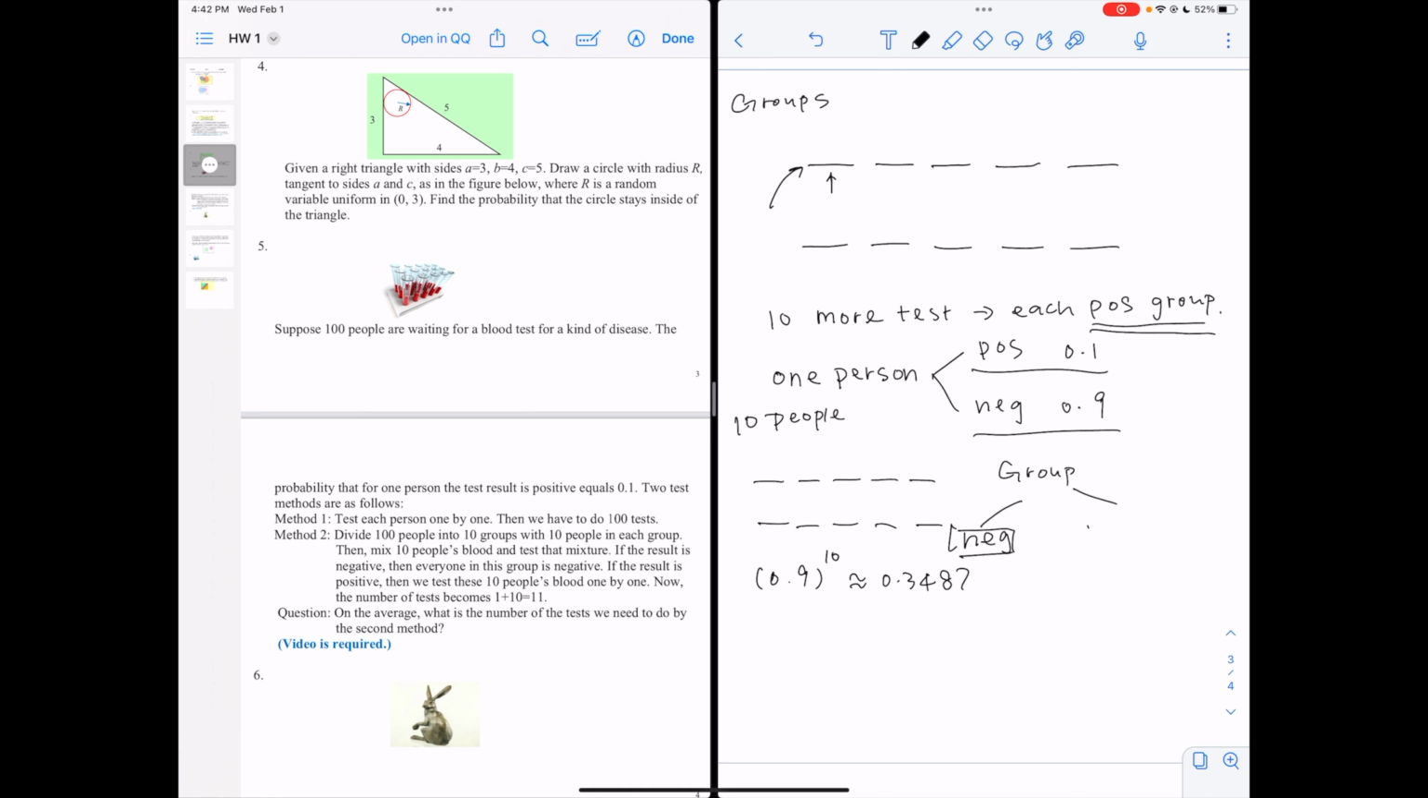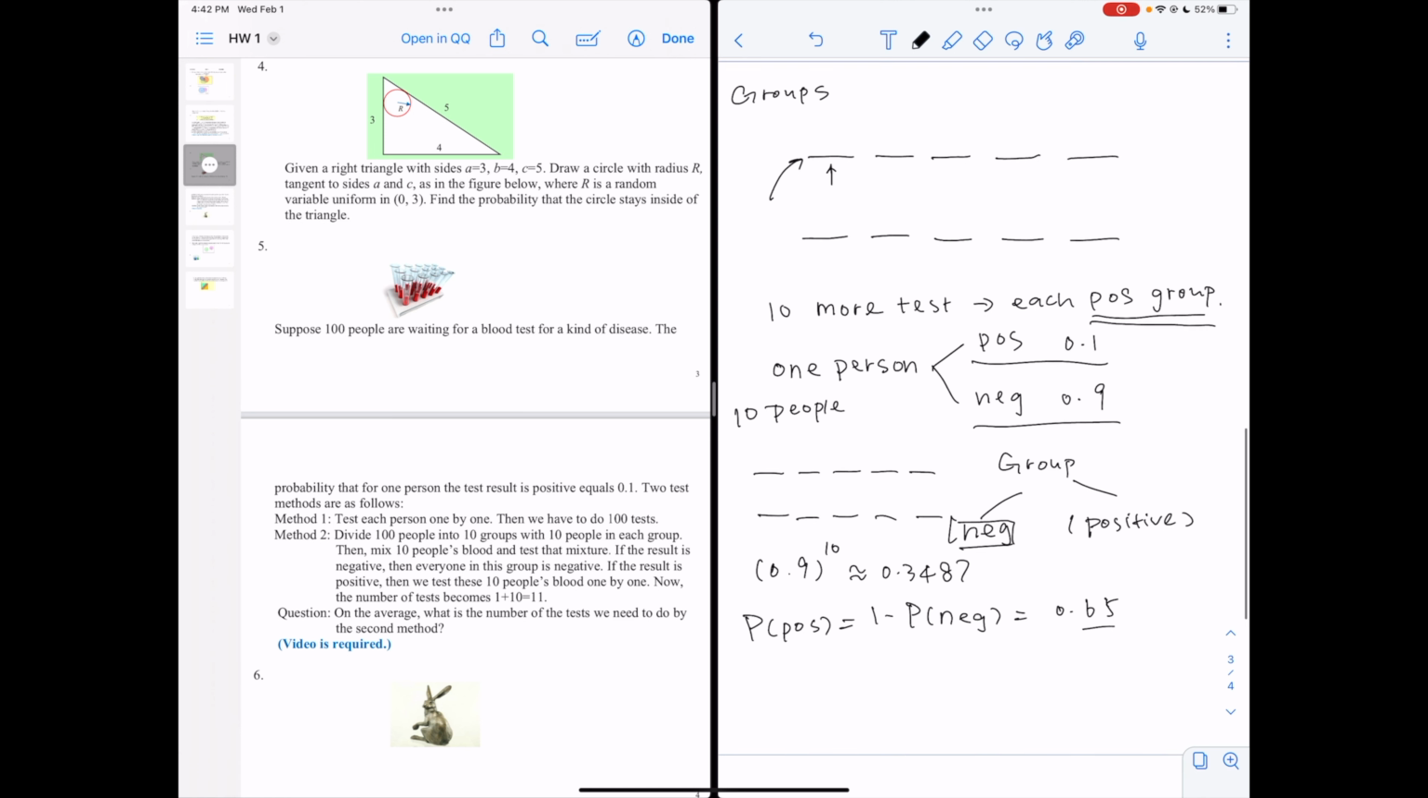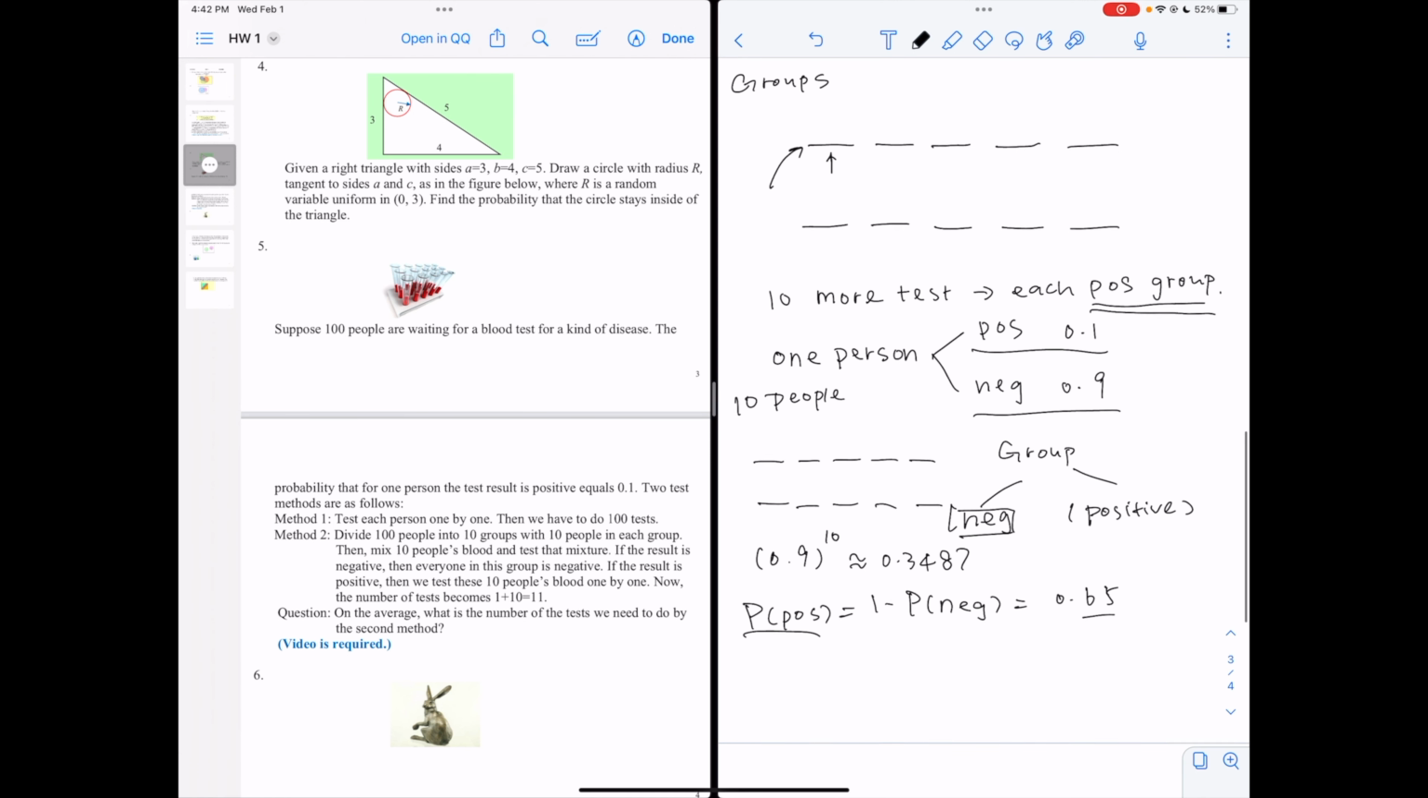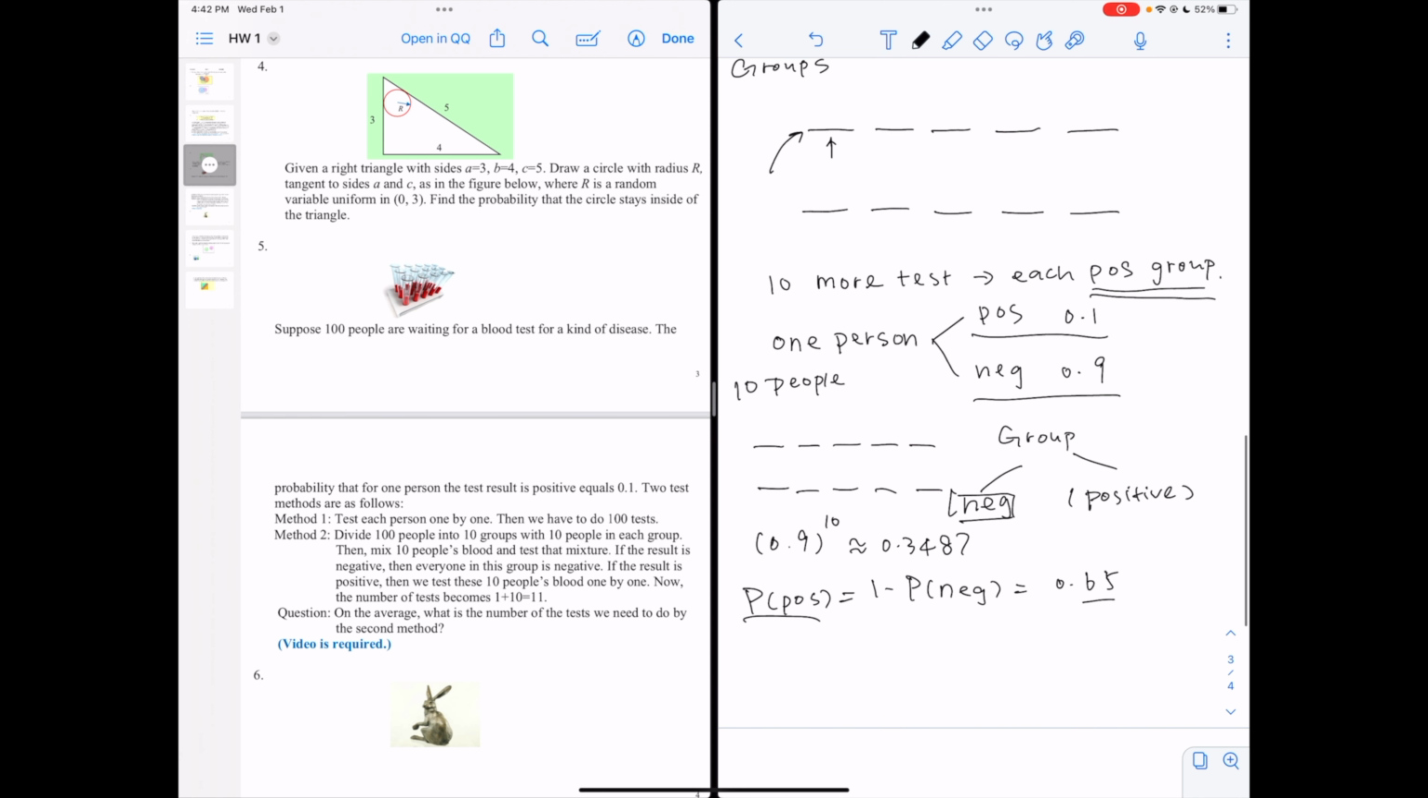And the other side of that will be for the group to test positive. And so we can have the result, roughly 0.65. And so now we have found out the probability for a group to test positive. What we can do here is to calculate the number of positive groups, now that we have the probability.